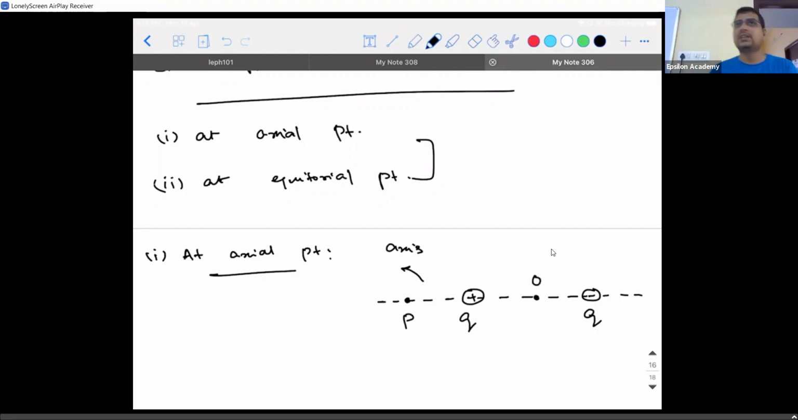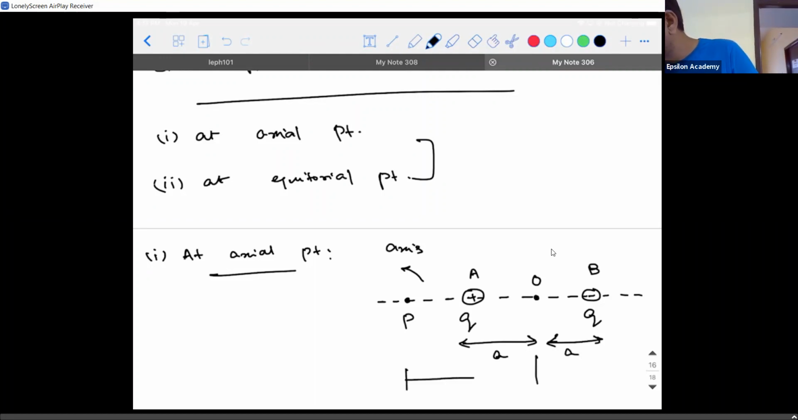If I call that center O, then OA and OB will be the distances on the left hand side and right hand side. Then what will be the distance OA? If I call this A, then this will also be a, right? And the variable distance that I am taking from O to P is r. I hope you are able to understand. So r is variable, and a is fixed, and the other a is also fixed.